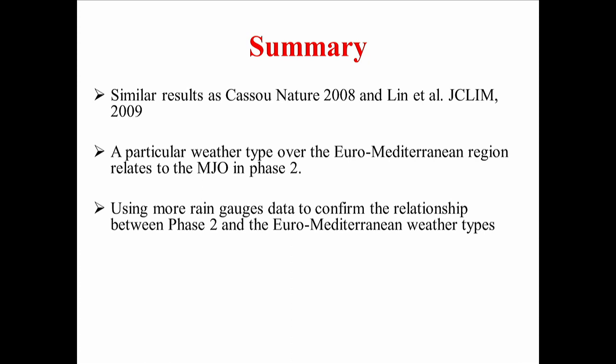So, to summarize, doing our own work with our own data, we have found results similar to Casso. We confirm the findings of Casso and others. Doing this new clustering method over the Euro-Mediterranean region, we come up with a new weather type, which explains the increase of precipitation over Morocco, both in the north and the south, in phase two.